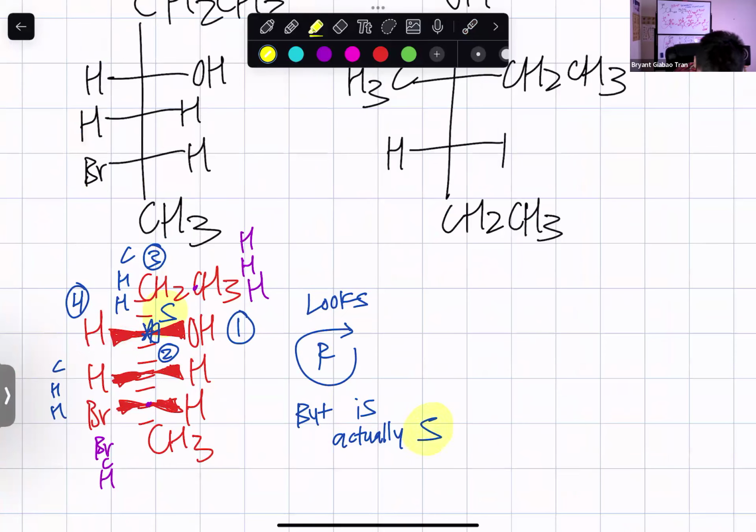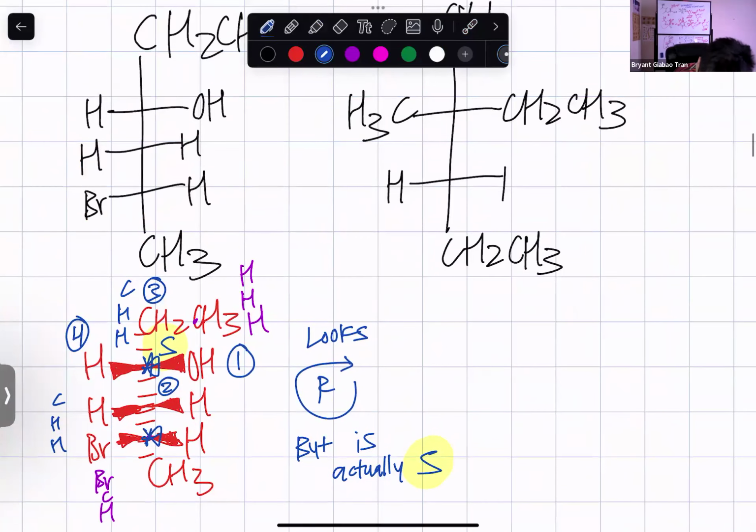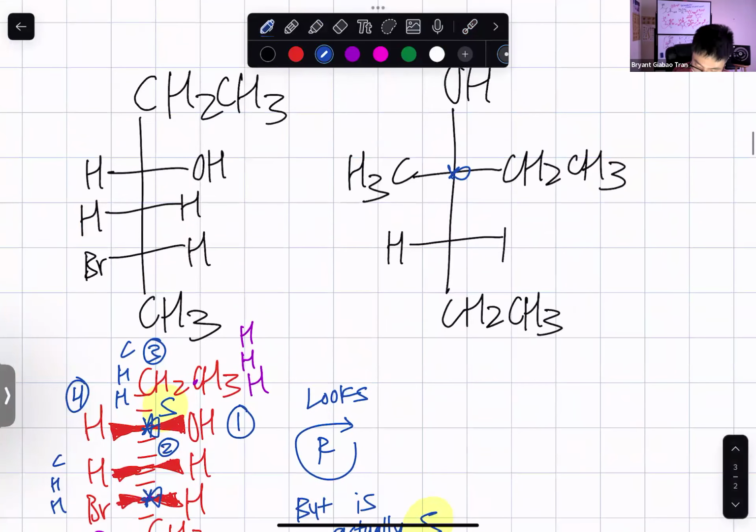And I'll have you guys practice it for this chiral center, for that Fischer projection, and then this chiral center, that chiral center there.